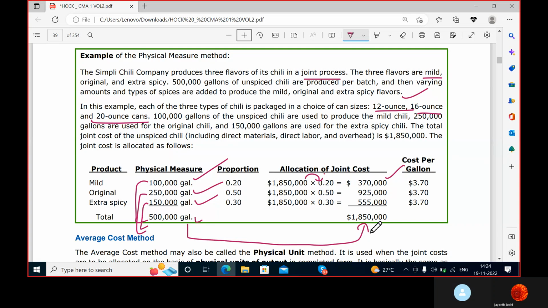1 lakh gallons by 3 lakh 70 is 3.70. 925 by 250 is 3.70. 555 divided by 150 is 3.70. And ultimately 18.5 by 5 is also 3.70. It's 3.7 only. So we have done this one.